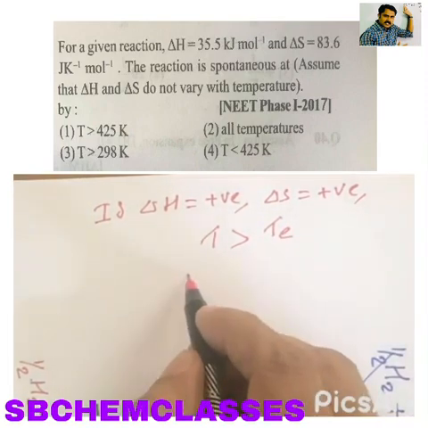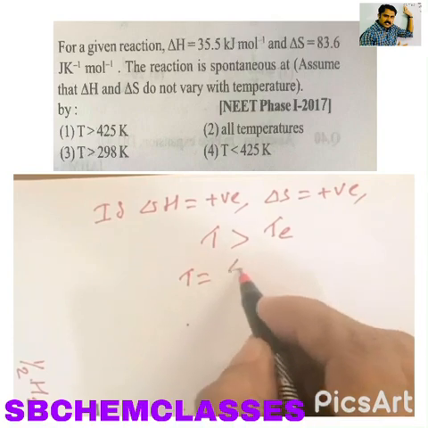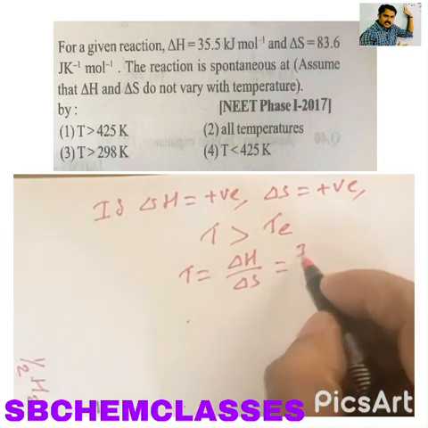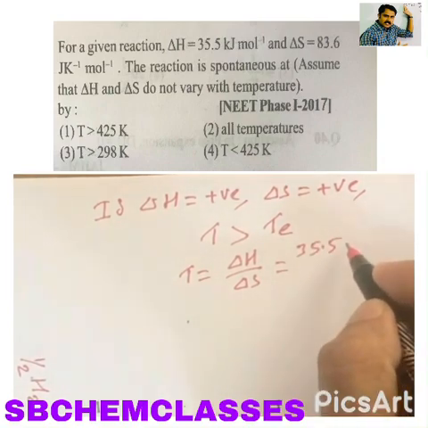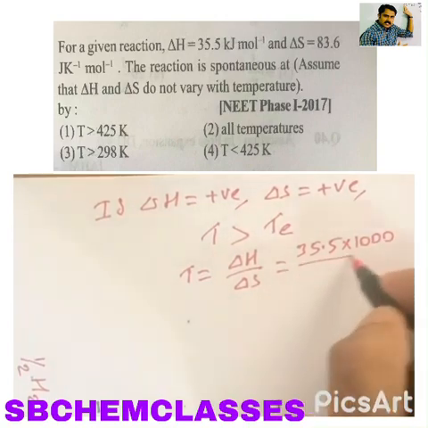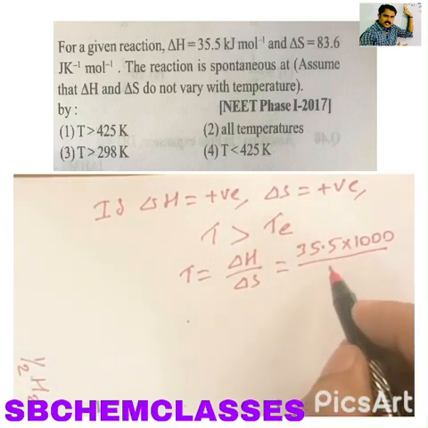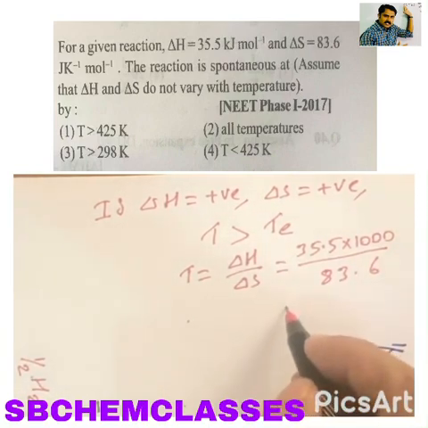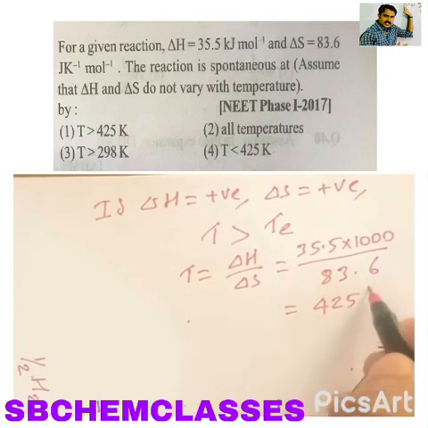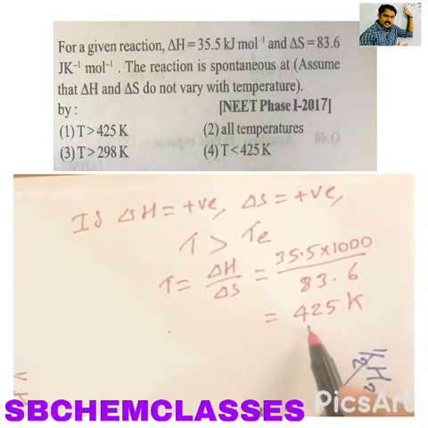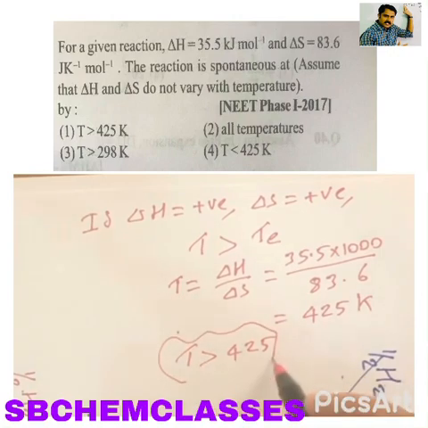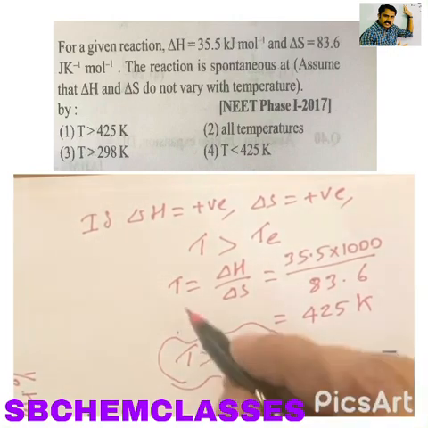We can calculate the equilibrium temperature as delta H by delta S. Delta H is 35.5 kilojoule. I am multiplying by 1000 to convert to joule. Delta S is 83.6. By calculation, the answer is 425. At 425 Kelvin, the reaction is at equilibrium. So, if the temperature is greater than 425, the reaction will be spontaneous. So, answer 1.